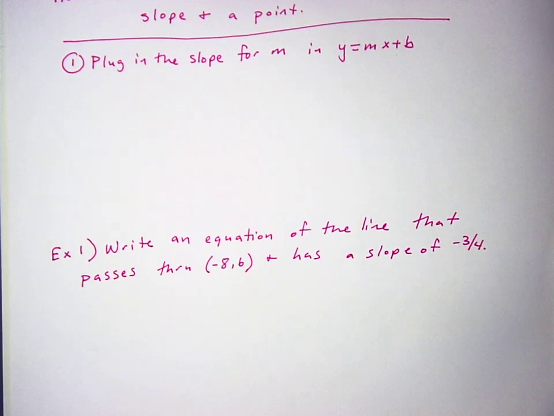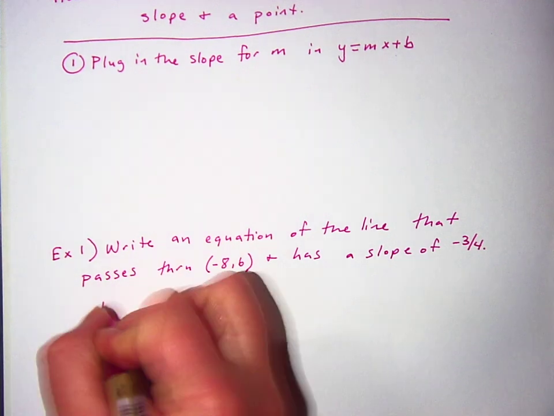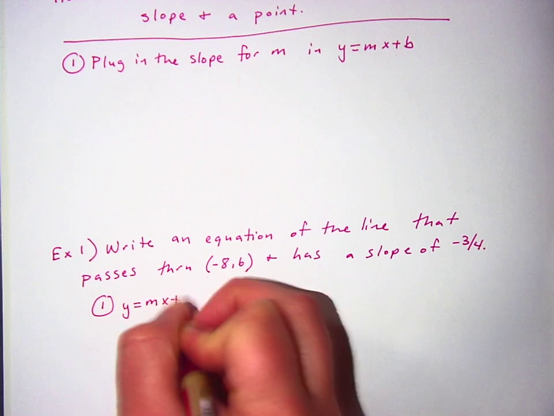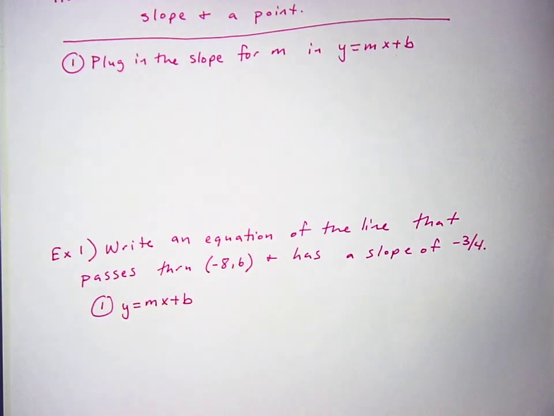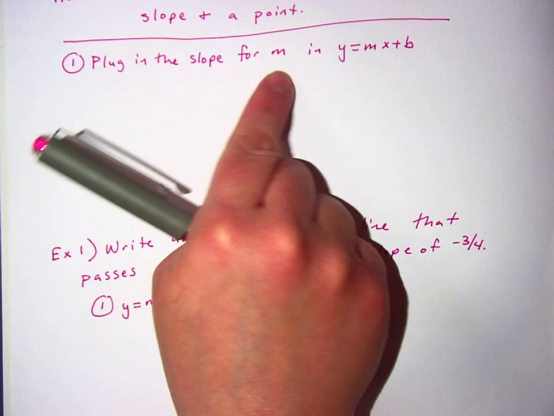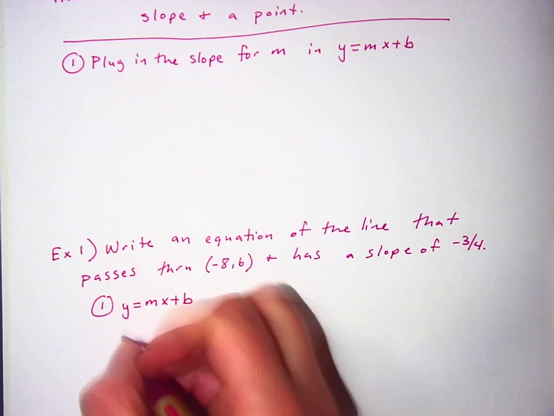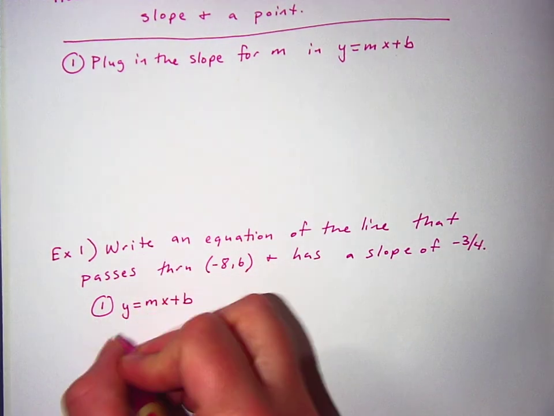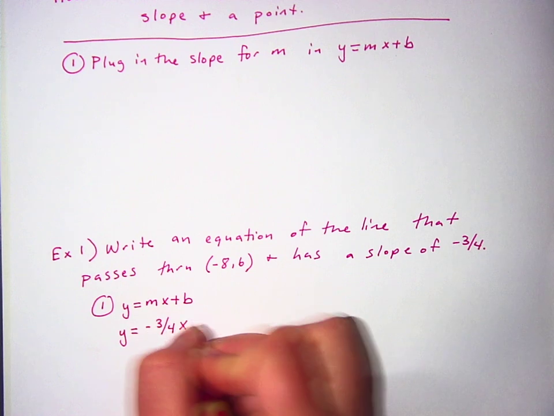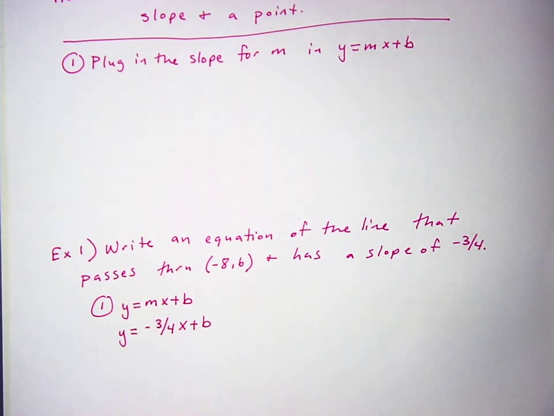so if I'm going to try step 1, I'm going to first write down the equation y = mx + b, which is the equation we've been using for a chapter now. And remember, m is the slope, so I'm going to plug in, just like my directions say, the slope for m. It says here that the slope is -3/4, so I'm going to write y = -3/4 x + b. That's step 1.